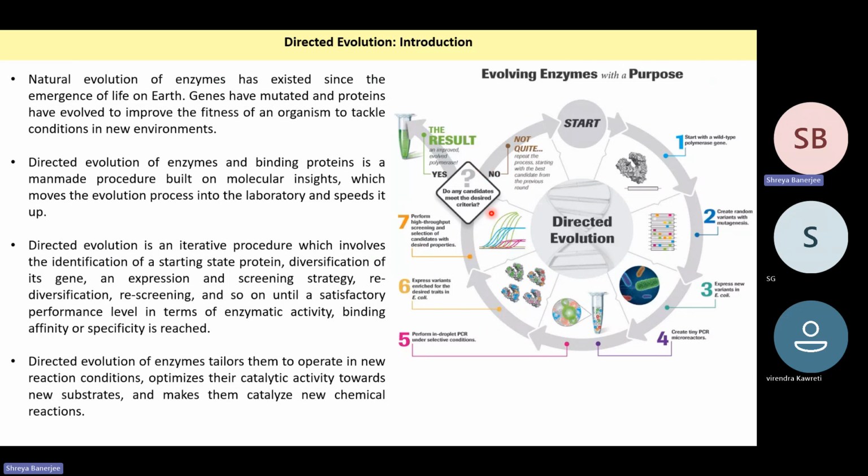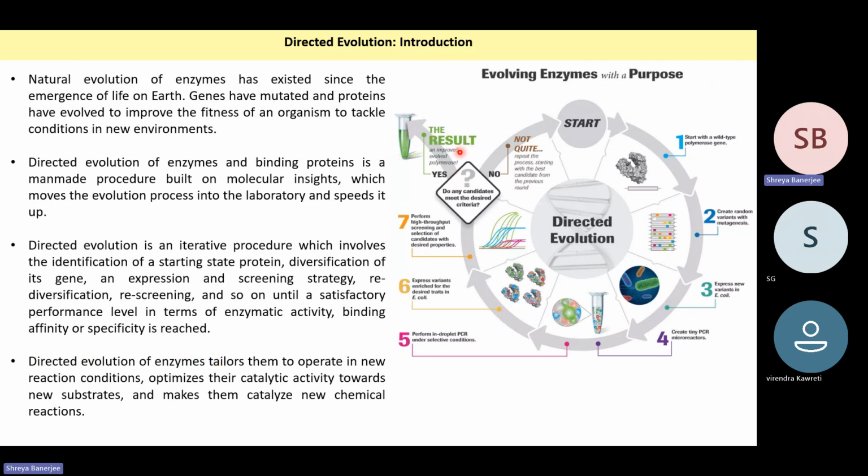So suppose some of the mutated proteins match the desired function, then it will be a successfully mutated protein. Otherwise, the process will be repeated with different mutations. The diversification will be repeated, screening will be repeated till we reach a satisfactory performance level in terms of the protein activity. It can be enzyme activity, binding affinity, or specificity. So this is directed evolution.